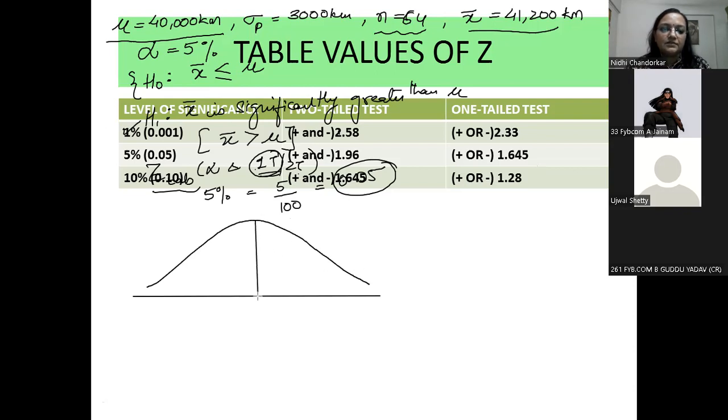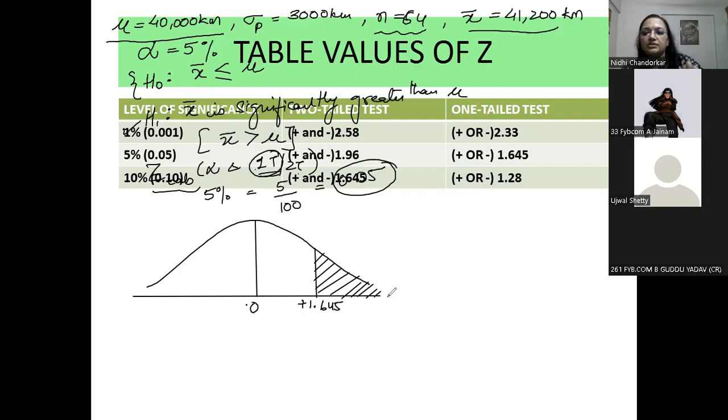Because it's a one-tailed test, we will have rejection area only on the positive side. Sometimes this type of one-tailed test where the rejection area is only on the positive side is also known as a right-tailed test, because the tail having the rejection area is on the right side. So the ideal value will be Z equals 0, and the table value will be plus 1.645. Why plus? Because it is on the positive side.